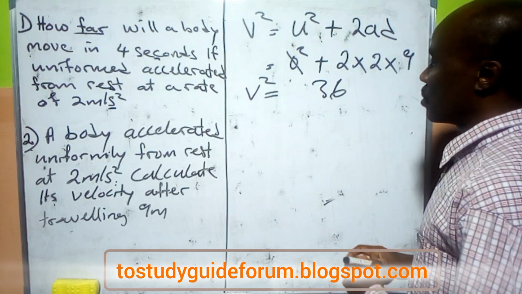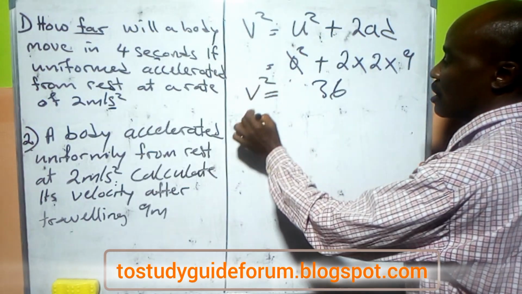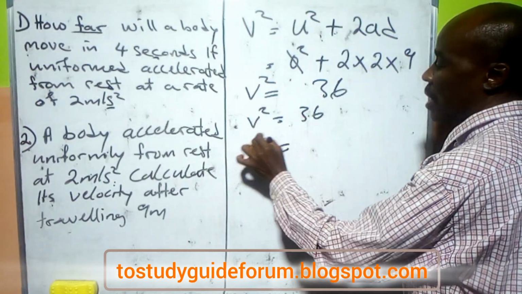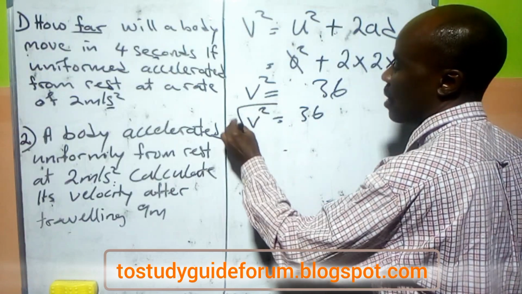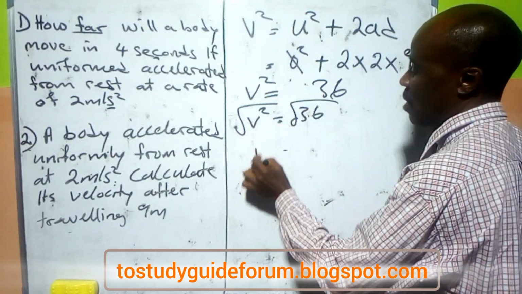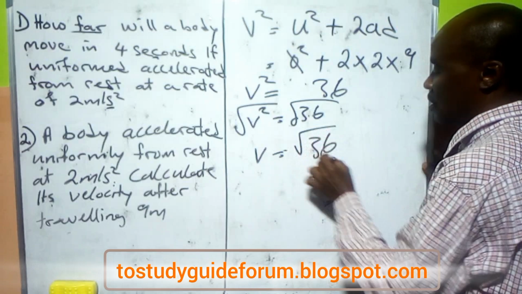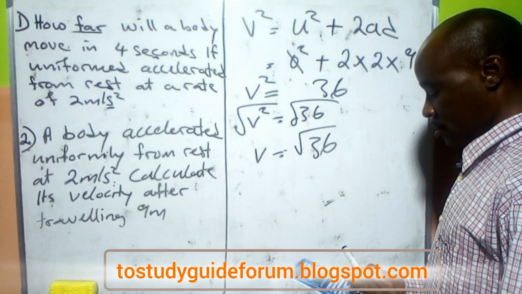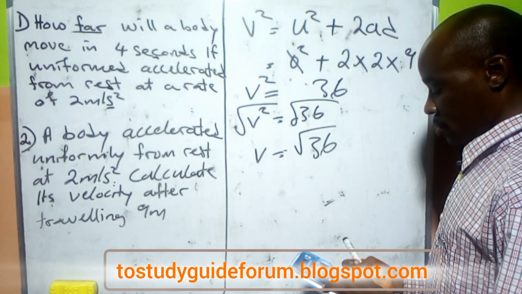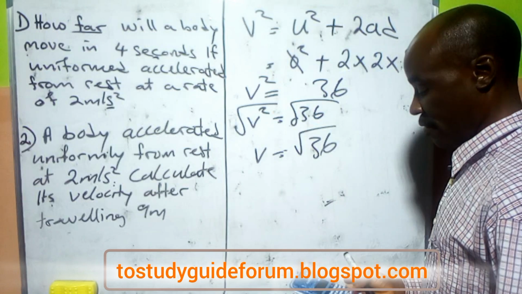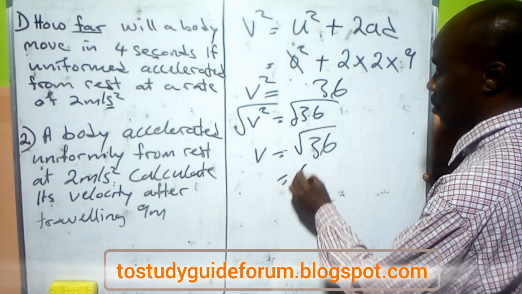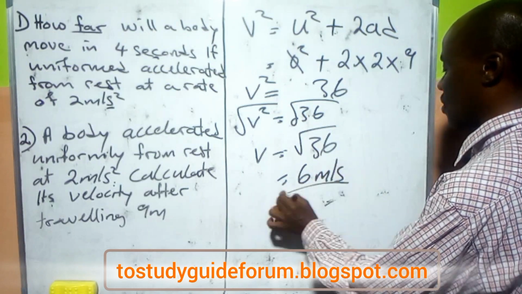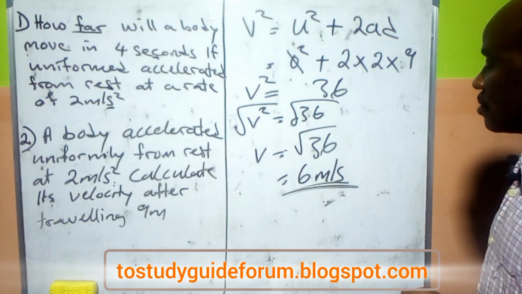So now, to get the value of v, what we do here is take the square root of both sides. If you take the square root, we have v, and the square root of 36. The square root of 36 will give us 6. So what we have here is 6. That is the velocity, 6 meters per second.